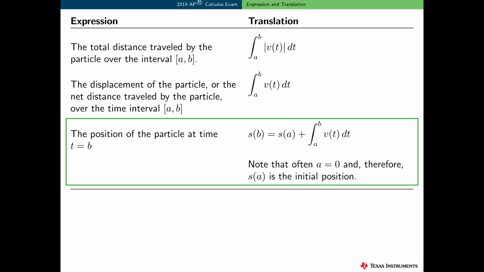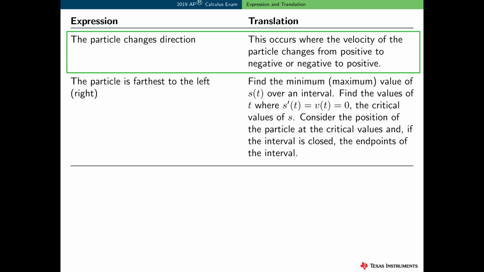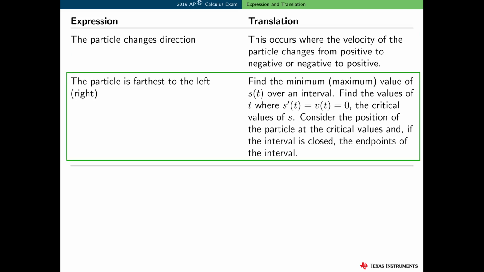And the position of the particle at time t equal b is given by this expression, where s of a is the position of the particle at time t equal a. The particle changes direction means the velocity changes from positive to negative, or vice versa. And the particle is farthest to the left or right means that we need to find the minimum or the maximum value of the position function s of t over an interval.